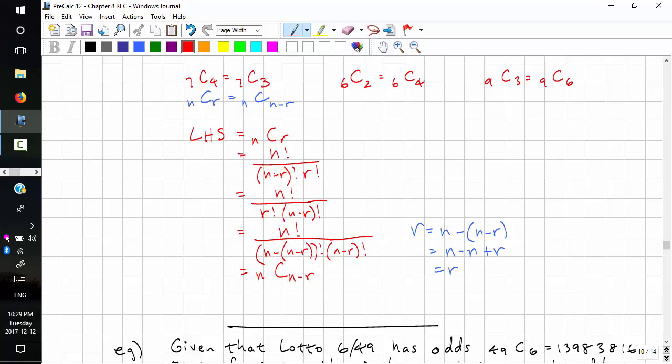And then we substitute n minus r into here instead of r. So this equals the right-hand side. QED.